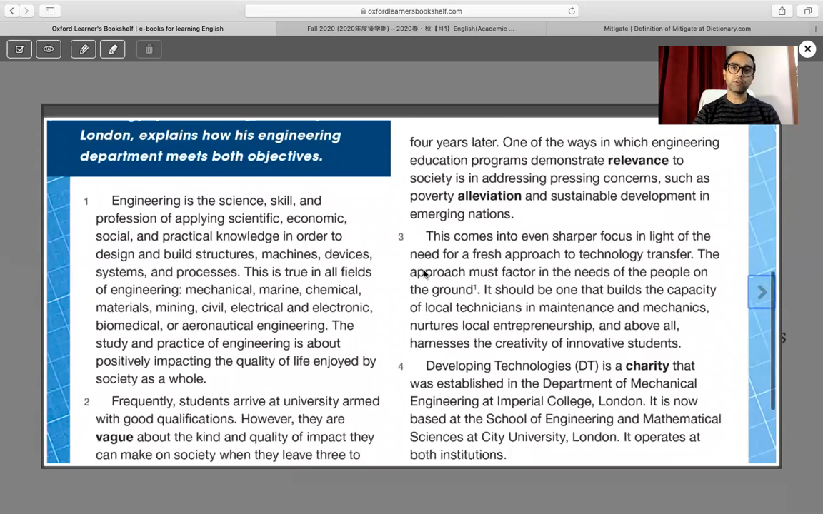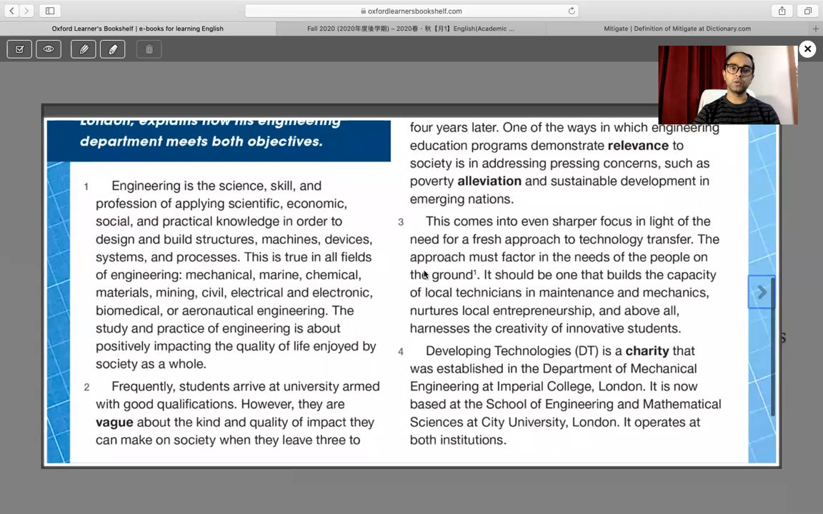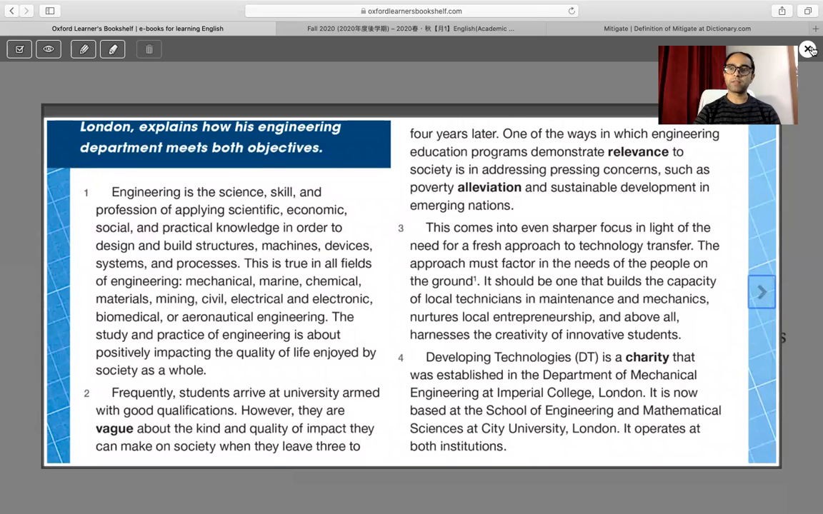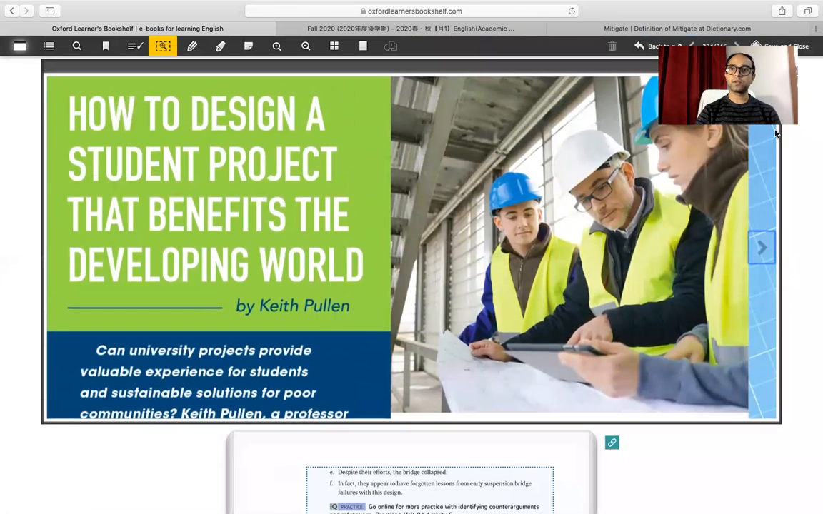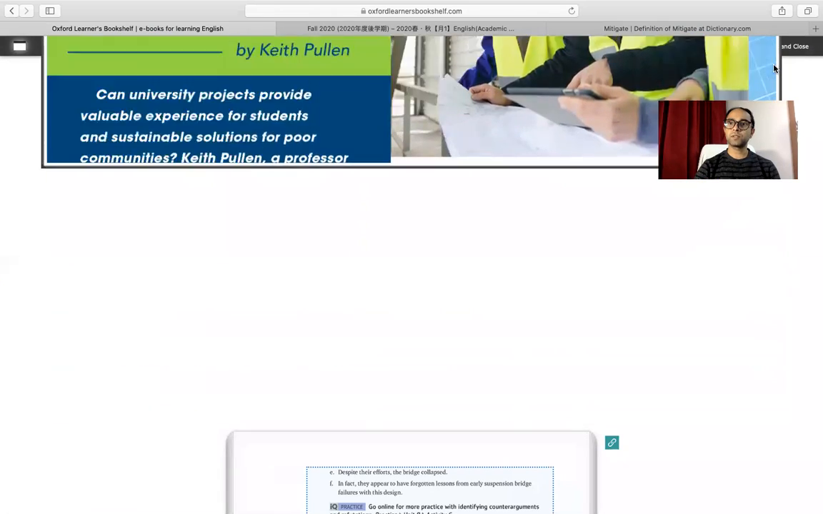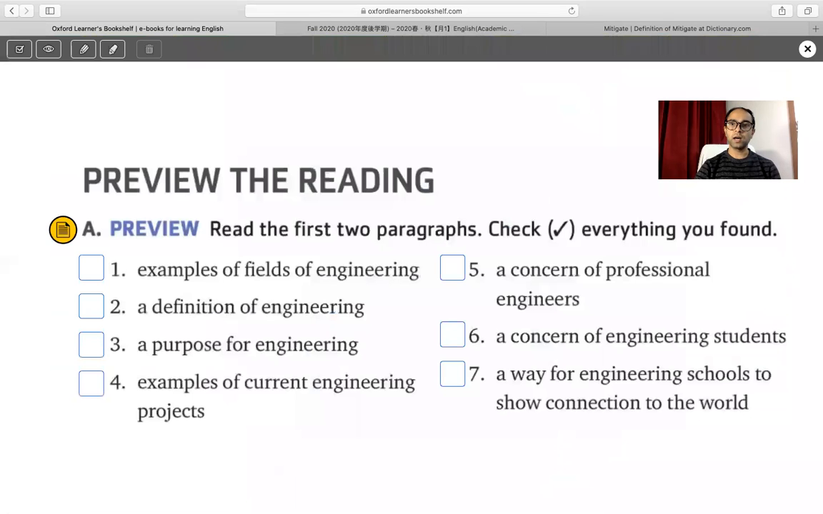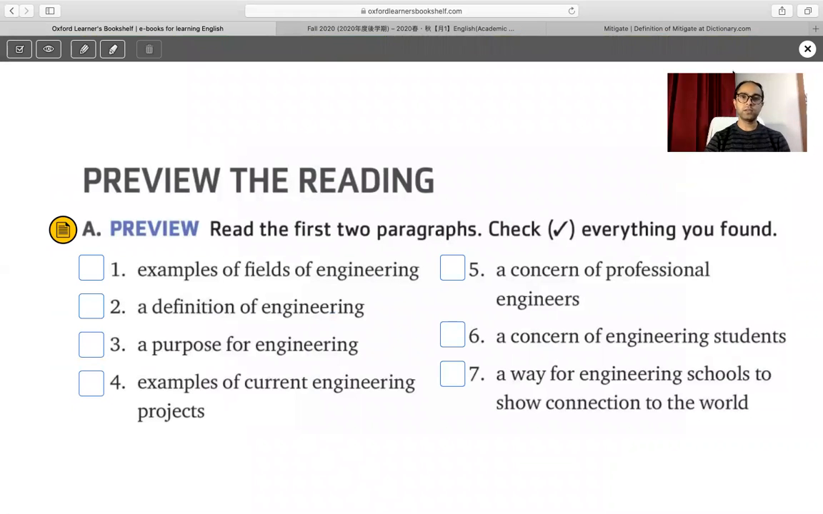So by reading paragraph 1 and paragraph 2, what do you know about the information we have here? If you want to read again, you can stop the video and read again, but let's continue here. So which ones do you find in the reading? Do you have any answers? How about number 1? Examples of fields of engineering. I think you found those, right? Because it talks about different fields of engineering. For example, mechanical, marine, chemical, materials, so many.